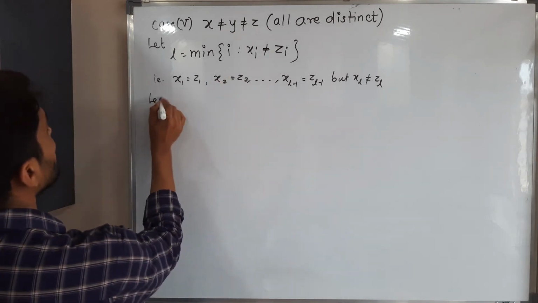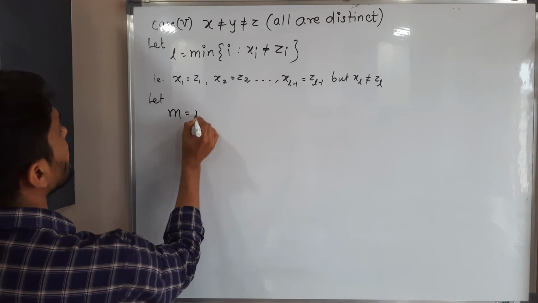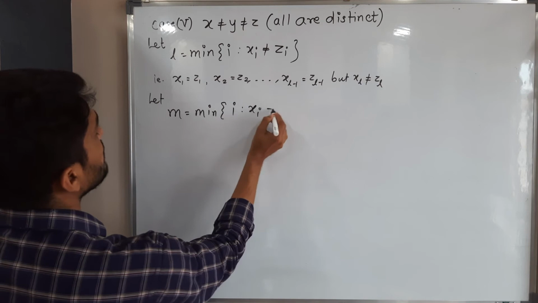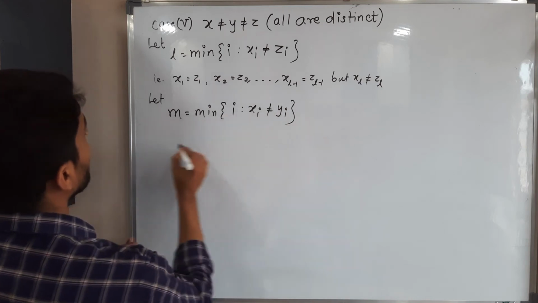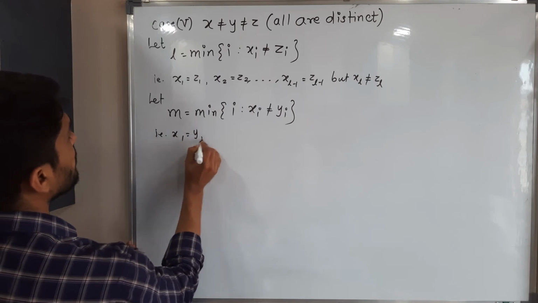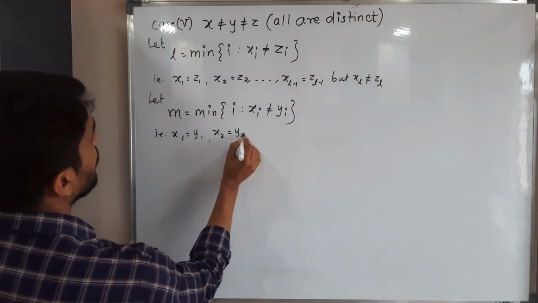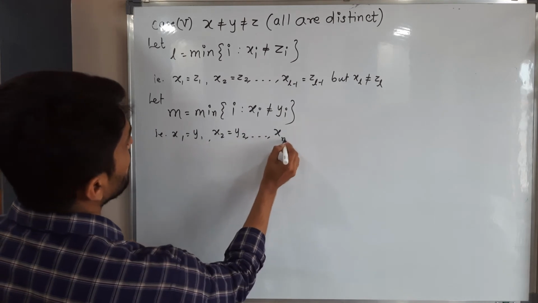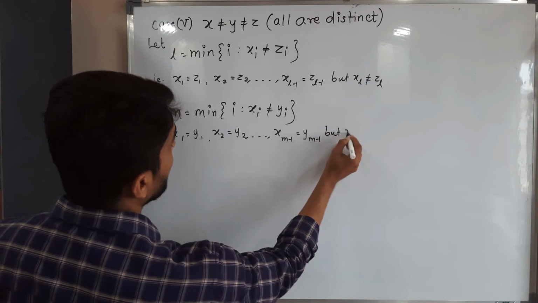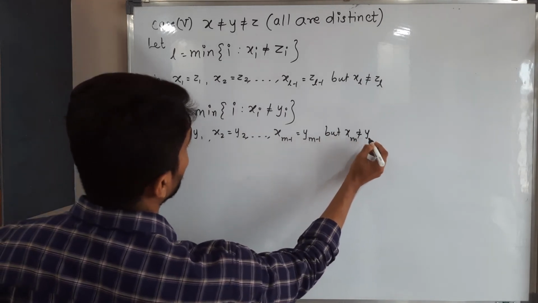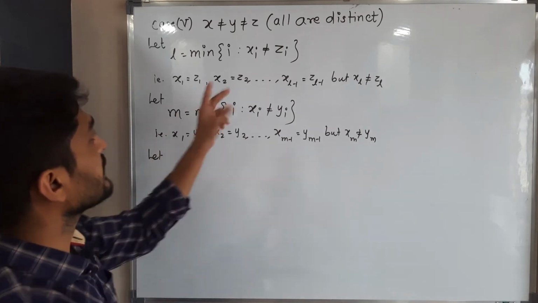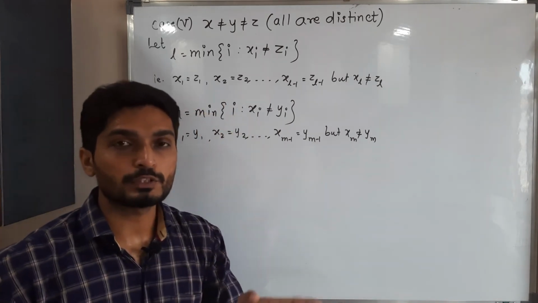Similarly, I will consider let m is equal to the minimum of i such that xi is not equal to yi. That is, what can I write? That is x1 is equal to y1, correct? x2 is equal to y2, and it is true up to x(m-1) is equal to y(m-1), but at the m-th position we get inequality, right? Okay, similarly, that was for x and z, now for x and y, and obviously the last one is for y and z.